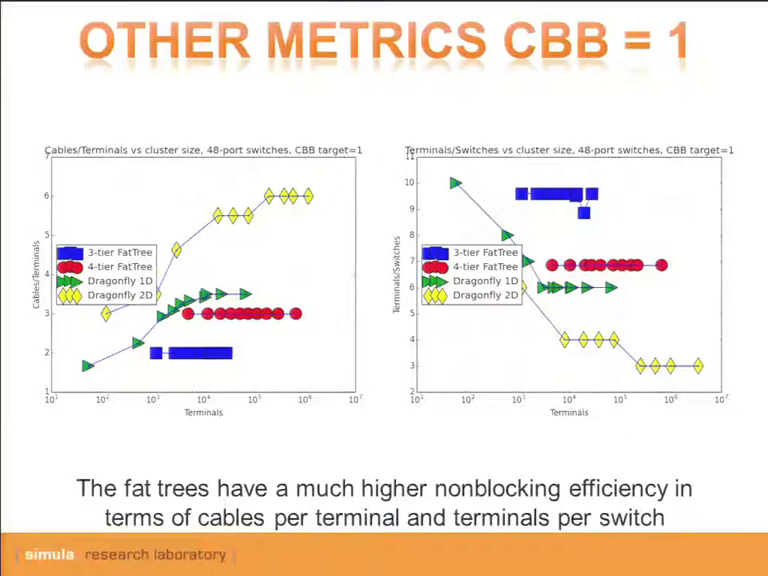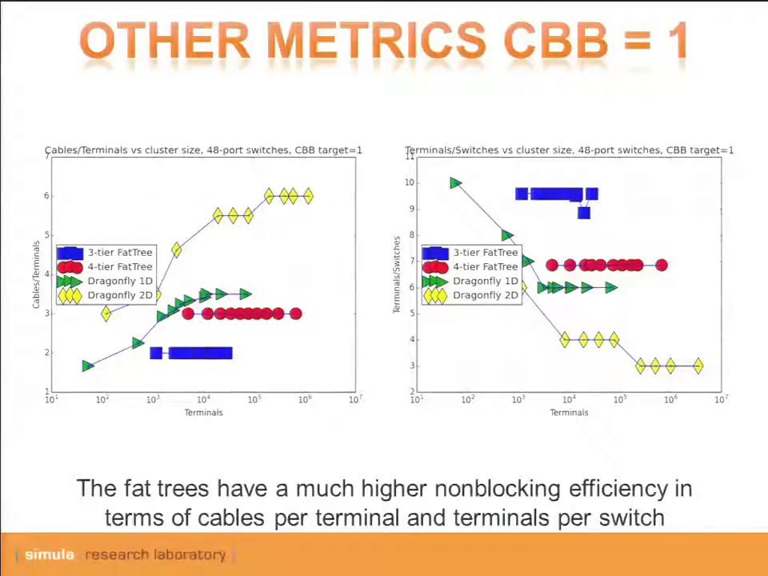Right, so these are two other metrics that people often think are important to describe a topology. That's the number of cables you have to use to connect the terminals on the left side, cables per terminal, and the number of terminals you can connect to every switch. So you want the number of cables per terminal to be low, and you want the number of terminals you can connect to each switch to be high. And obviously this mirrors the cost in the previous figures, where the factory is very good at building non-blocking topologies, and the Dragonfly is quite expensive for the non-blocking topology.